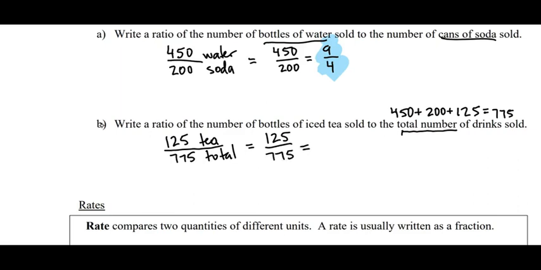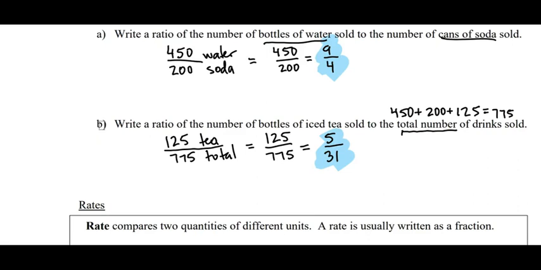And now we can reduce it. Let's try the 25 first. Yeah. So 125 goes into 125 5 times, and 31 into 775. So 5 to 31. Smaller numbers, we can see that there's nothing in common between them, and this is our answer. So that's, in a nutshell, the ratios.